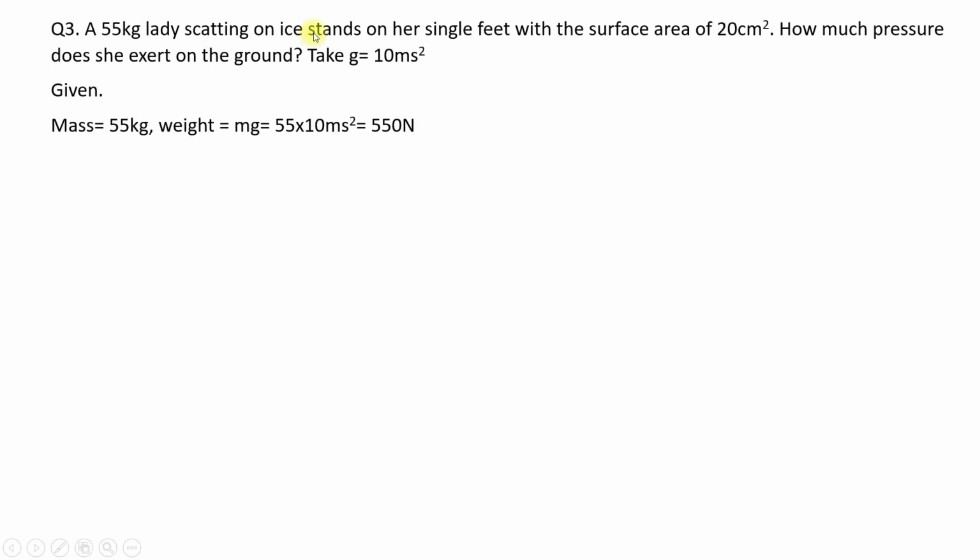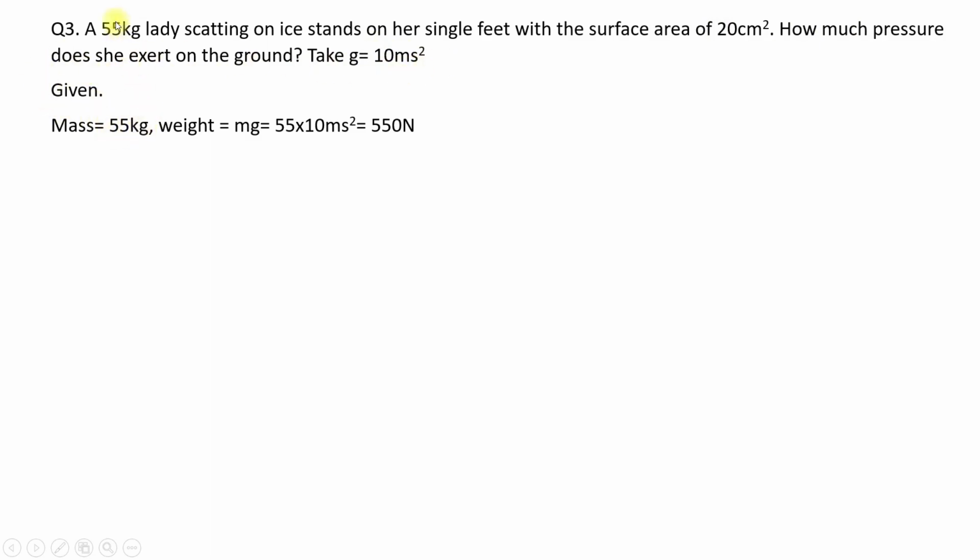A 55 kg lady skating on ice stands on her single foot, with a surface area of 20 centimeters square. So that is the surface area of her foot. Then how much pressure does she apply on the ground? We are asked to take the value of acceleration due to gravity as 10 meter per second square.